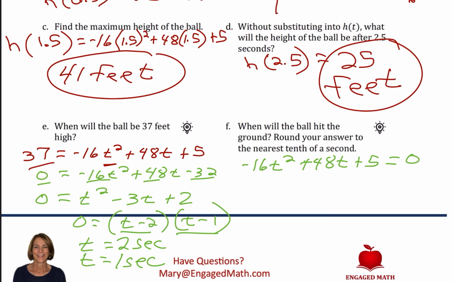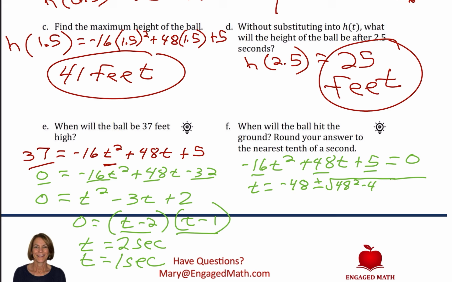So this problem is not going to be nearly as easy to solve as the one on the left because it doesn't factor. So what we have to do is we have to go to the quadratic formula. So when we do that, we're going to say t equals, because our variable is really t. So just to remind you, a is negative 16, b is 48, and c is a positive 5. So we're going to say t equals negative 48 plus or minus the square root of 48 squared, because it's b squared, minus 4 times a times c.